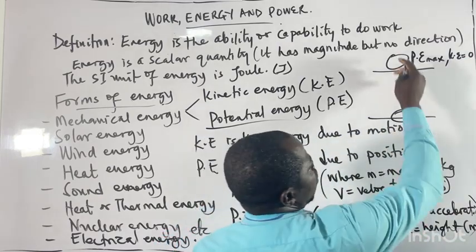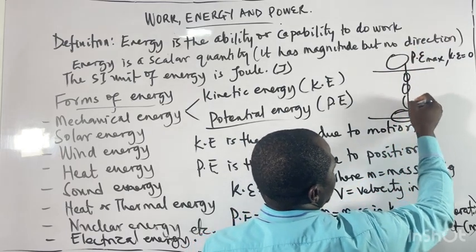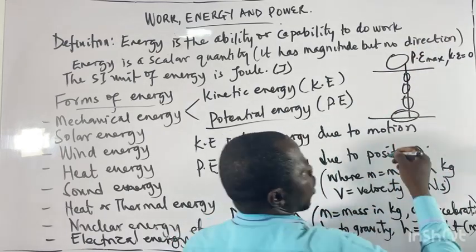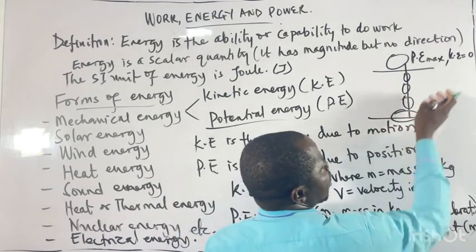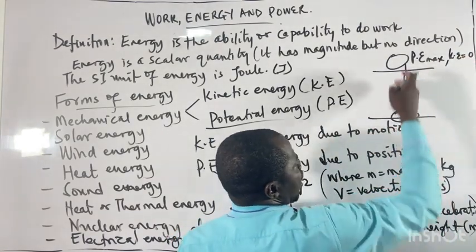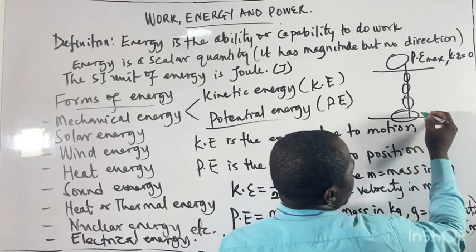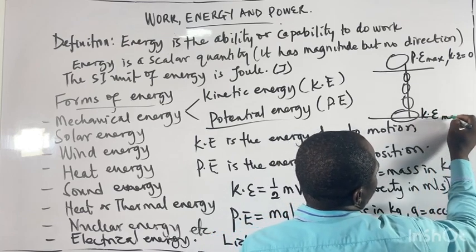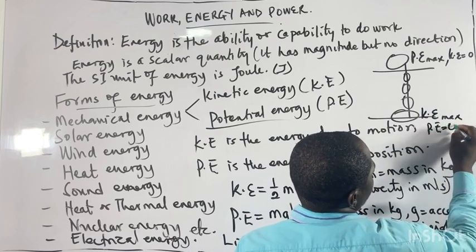So immediately this object leaves this position and is dropping down, we are going to see that the potential energy will be reducing and the kinetic energy will be increasing because it is now due to what? Motion. So the energy at which it strikes the floor, at that point the kinetic energy is going to be maximum, while the potential energy is going to be what? 0.